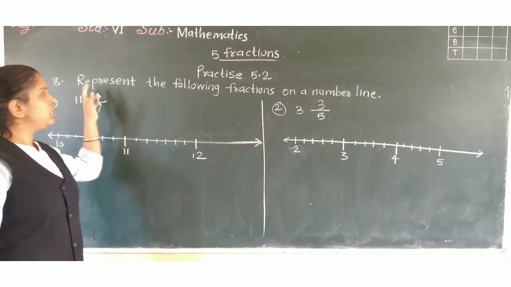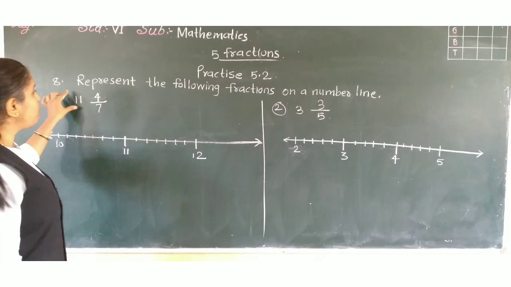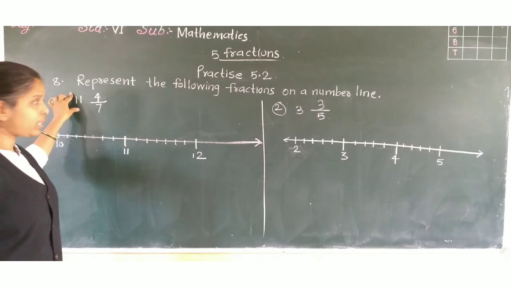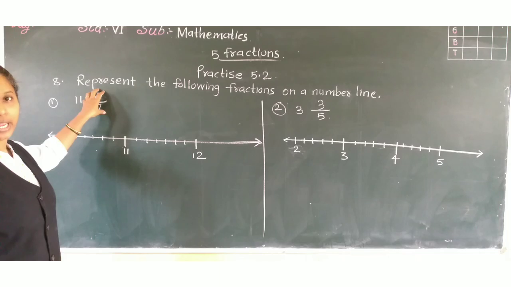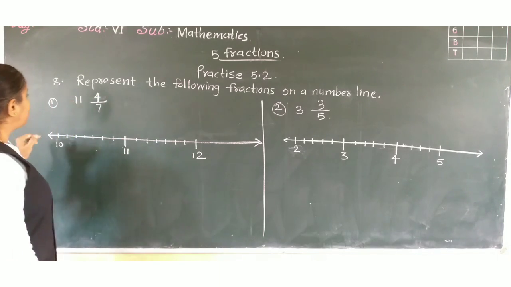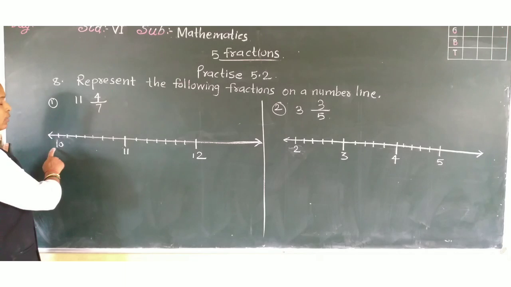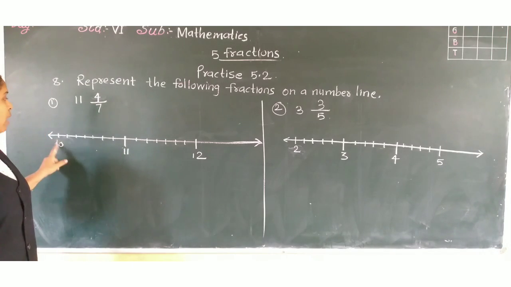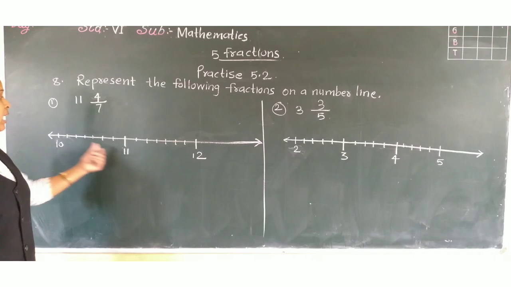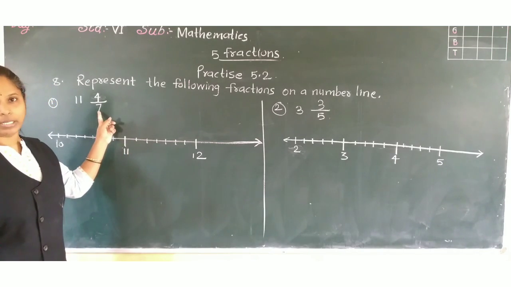Question number 8. Represent the following fractions on a number line. Now here, see, mixed fractions are there. That means a whole number and a fraction. Okay, now how to show this? See here. Now 11 and 4 upon 7. Here, don't start with 0. We can start with 10. Why? Because between 10 and 11, or between 0 and 1, how many parts will be there? 7, because the denominator is 7.